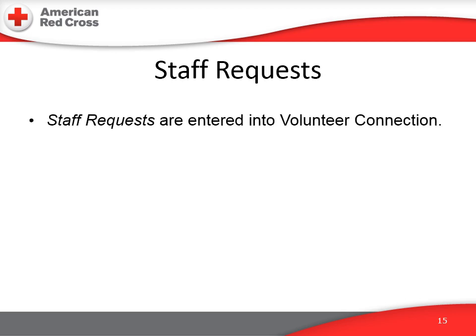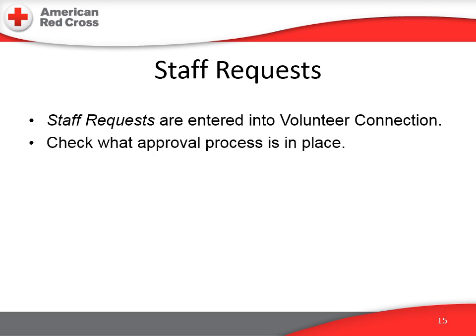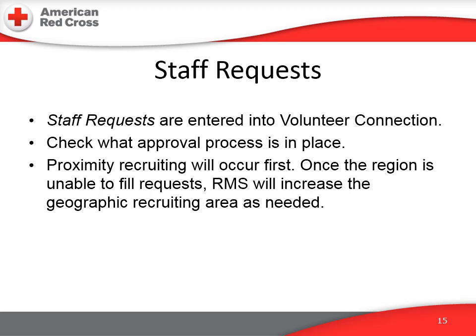The staff services requests are entered into Volunteer Connection by a worker in the local community volunteer activity after the appropriate approval process. Check what approval process is in place at the time requests are made. As the disaster grows, the process may change. Proximity recruiting within the impacted area will occur first. Once the region is unable to fill requests, RMS will increase the geographic recruiting area as needed.